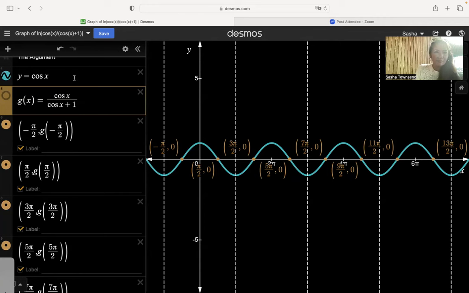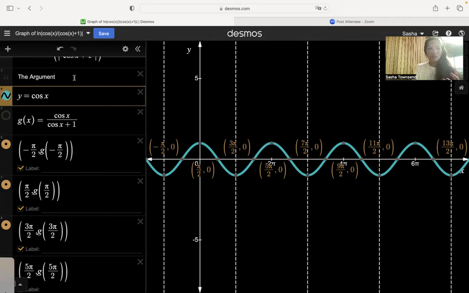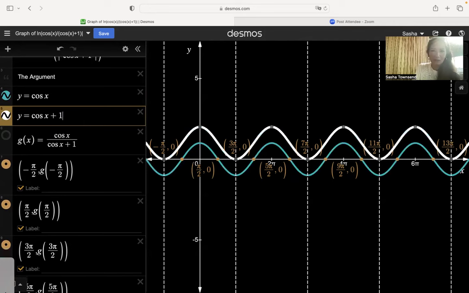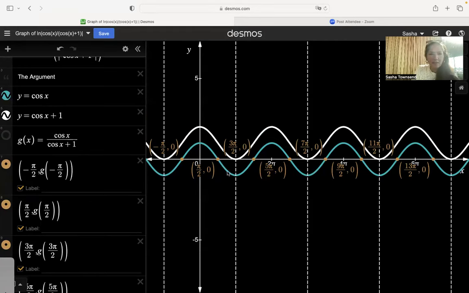Now, in order to figure out what the graph of g should actually look like, we should look at the cosine of x and the cosine of x plus 1 graphs at the same time. Okay, so those are our two graphs. And here, we're taking the values of the teal graph and then we're dividing by the values of this white graph.